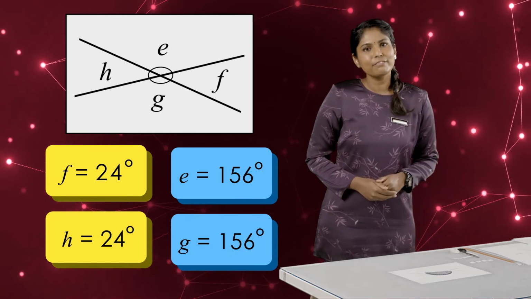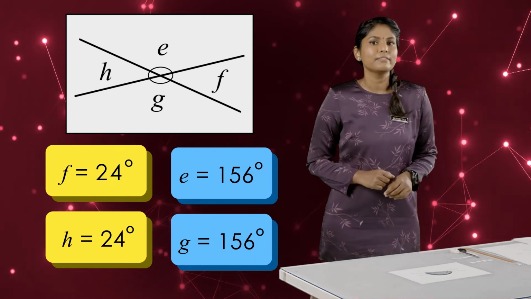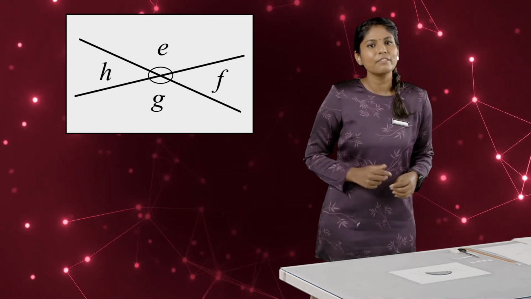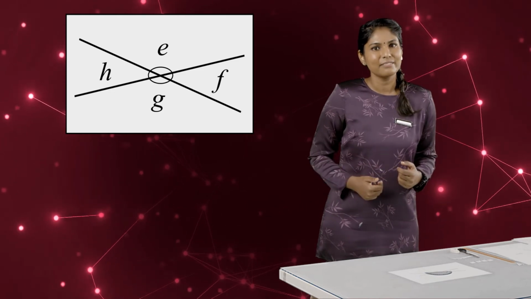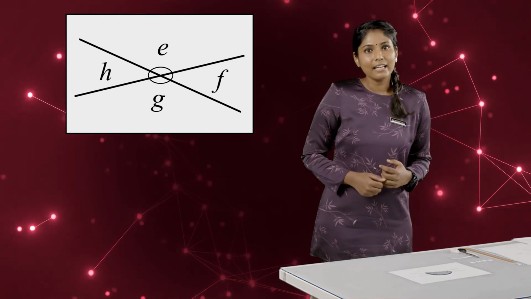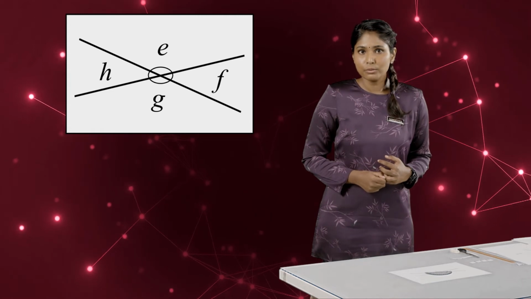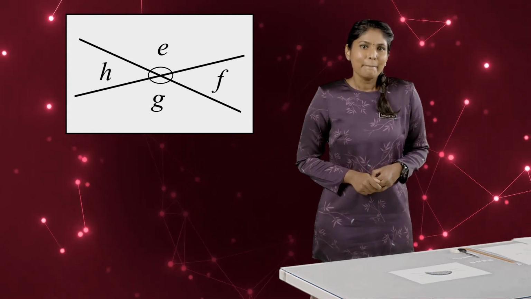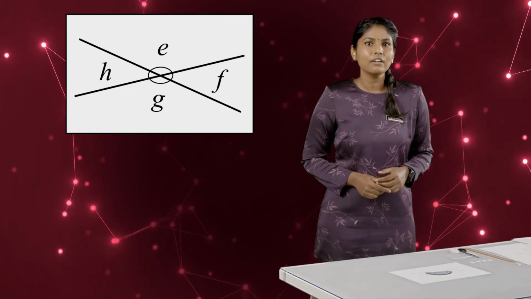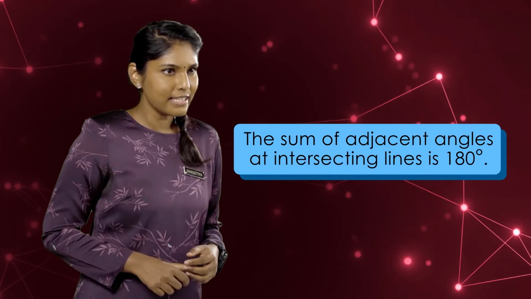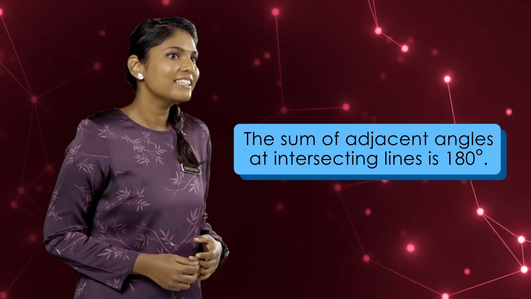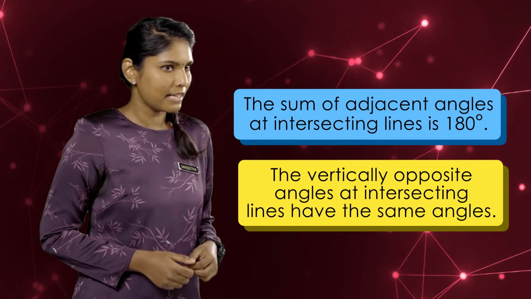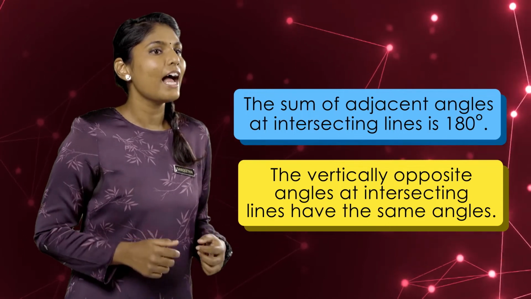You might get a different value depending on your drawing. That's totally fine. We just want to confirm the values of the vertically opposite angles. Your vertically opposite angles have the same size too, right? Boys and girls, based on this activity, we can conclude that the sum of adjacent angles at intersecting lines is 180 degrees, and the vertically opposite angles at intersecting lines have the same angle.